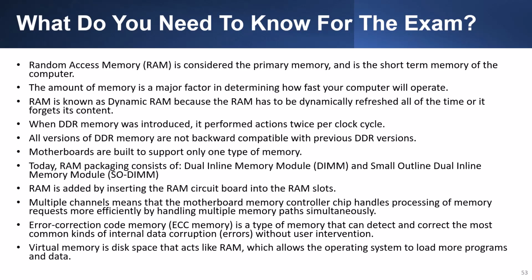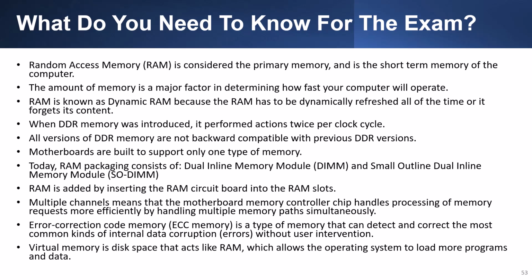In summary, random access memory, or RAM, is considered the primary memory and is the short-term memory of the computer. The amount of memory is a major factor in determining how fast your computer will operate. RAM is known as dynamic RAM because the RAM has to be dynamically refreshed all of the time or it forgets its content. When DDR memory was introduced, it performed actions twice per clock cycle. All versions of DDR memory are not backward compatible with previous DDR versions. Motherboards are built to support only one type of memory.